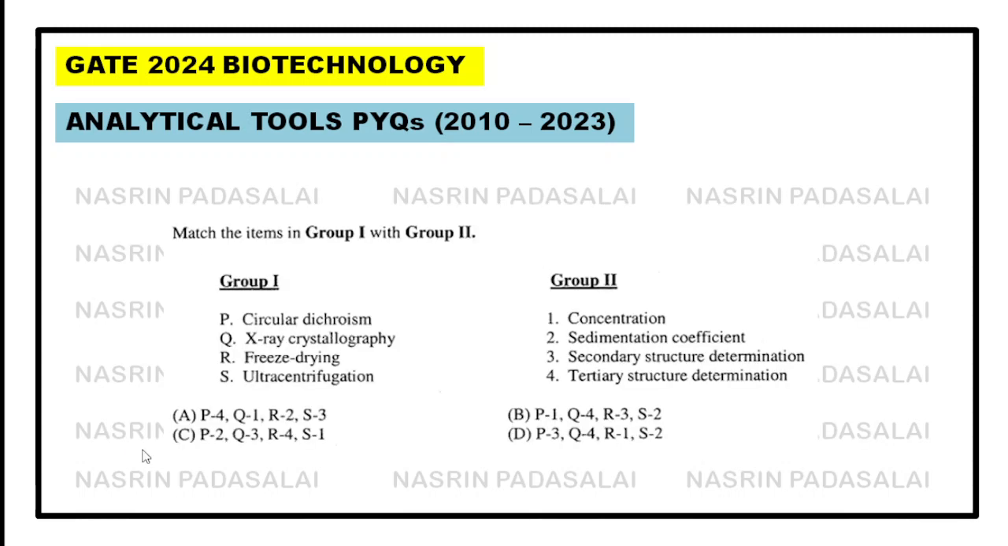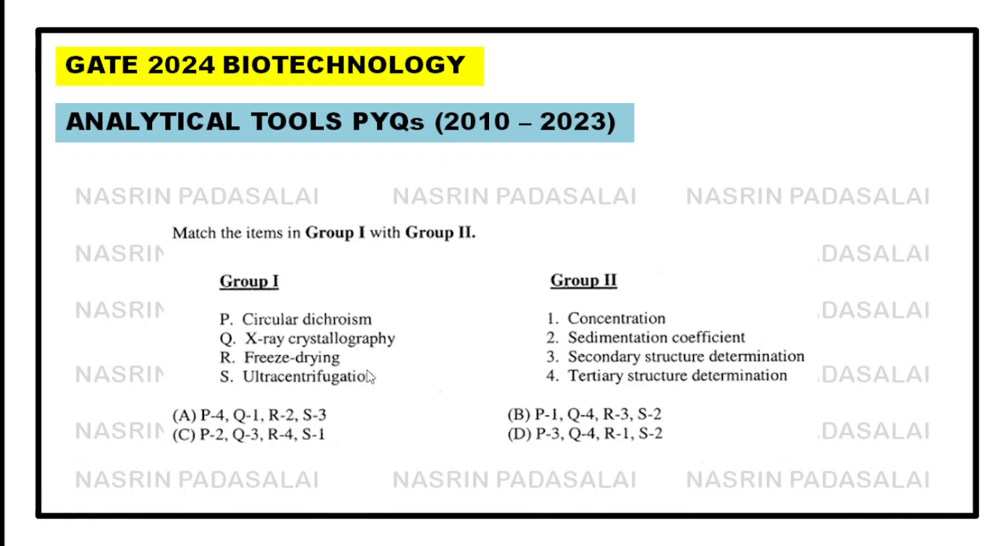Next is regarding technique. So we all know CD, circular dichroism spectroscopy, is employed for secondary structure determination. At the same time, CD is also employed for conformational changes analysis. Okay, so P is 3. So you can simply eliminate all the other options, and the correct option is option number D.